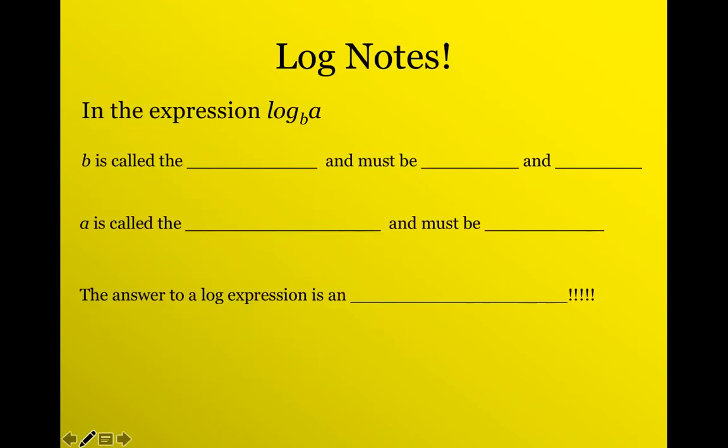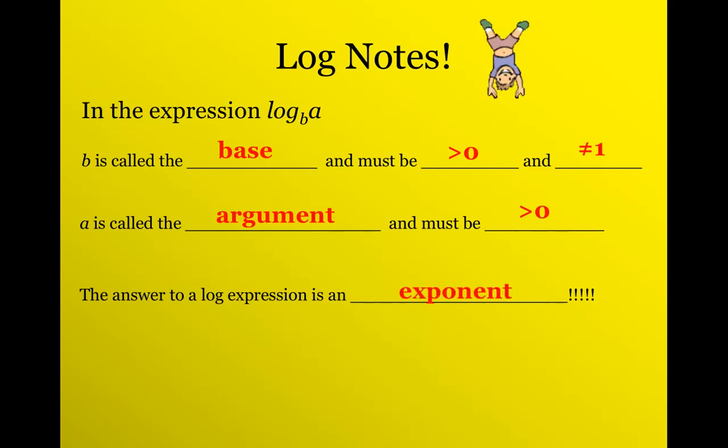So just to summarize what we just went through and what we just tried to solidify: in the expression log base b of a, b is called the base and must be greater than 0 and not equal to 1. A is called the argument and must be greater than 0. And the answer to a log expression is an exponent.